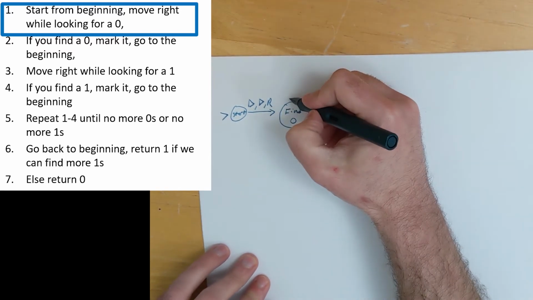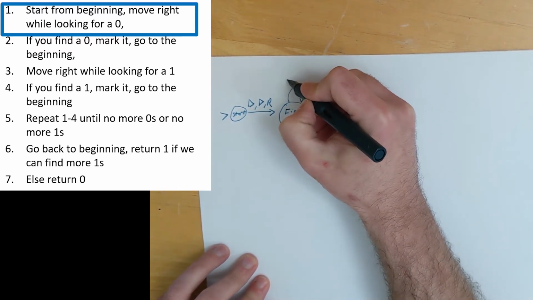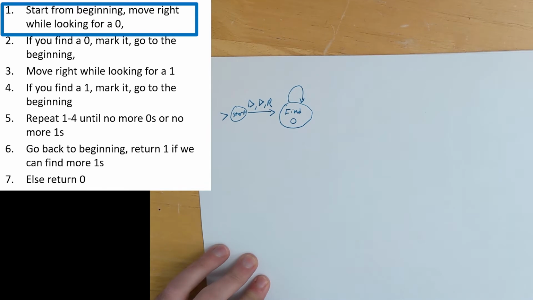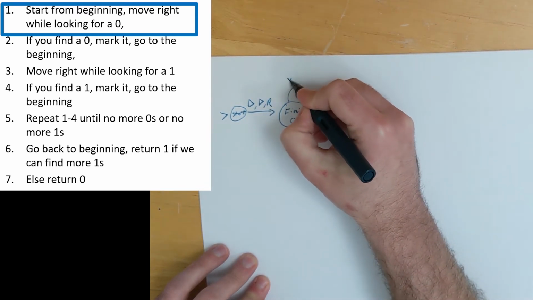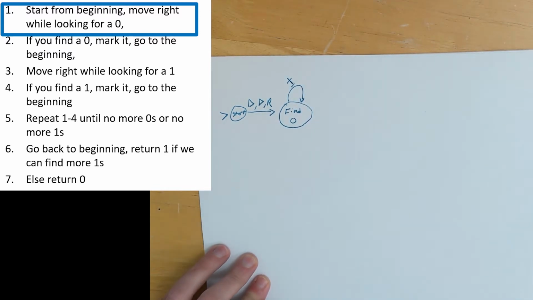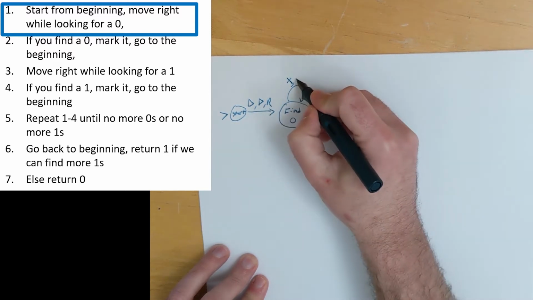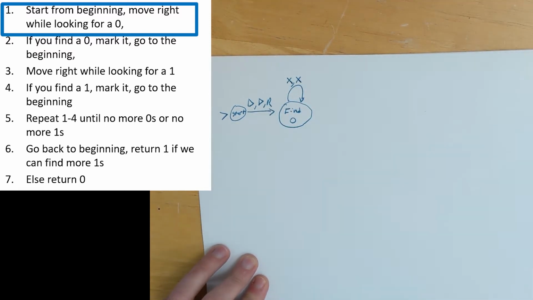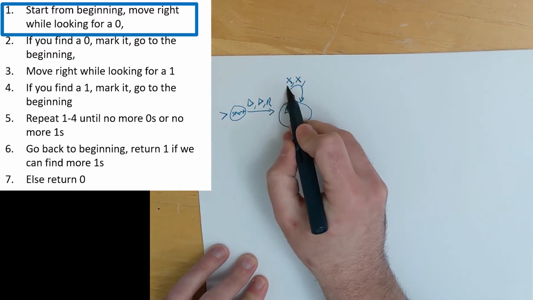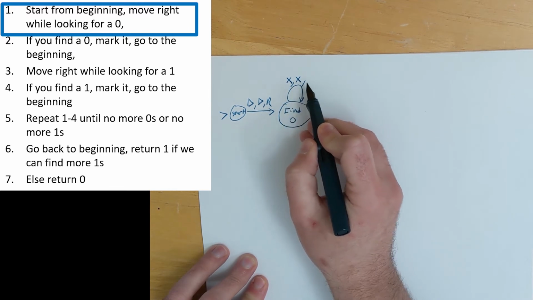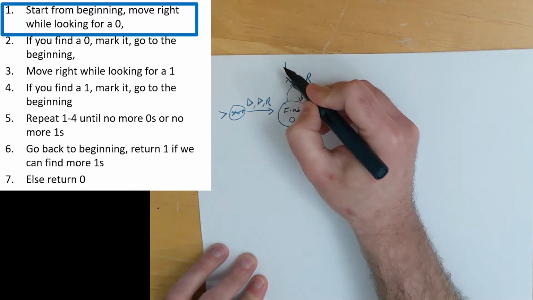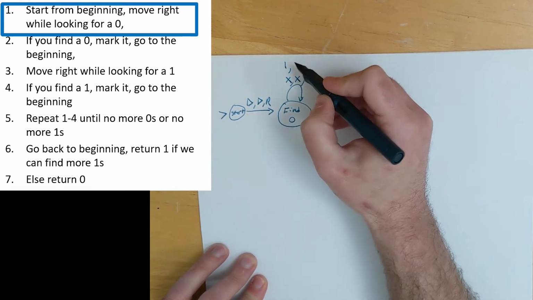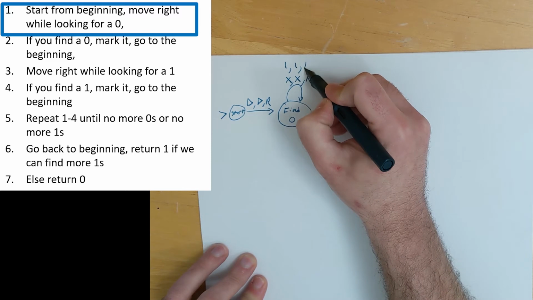So to find a zero, over and over again, if I see anything that's not a zero, we're just going to move to the right. If I see any marked off character, we're going to use X to represent some character that we've already marked off. Whenever we see a marked off character, we're not going to change it. That is, if we read an X, we're going to write an X, and then we're just going to move to the right. If I see a 1, then I'm not going to change it, and I'm going to move to the right.